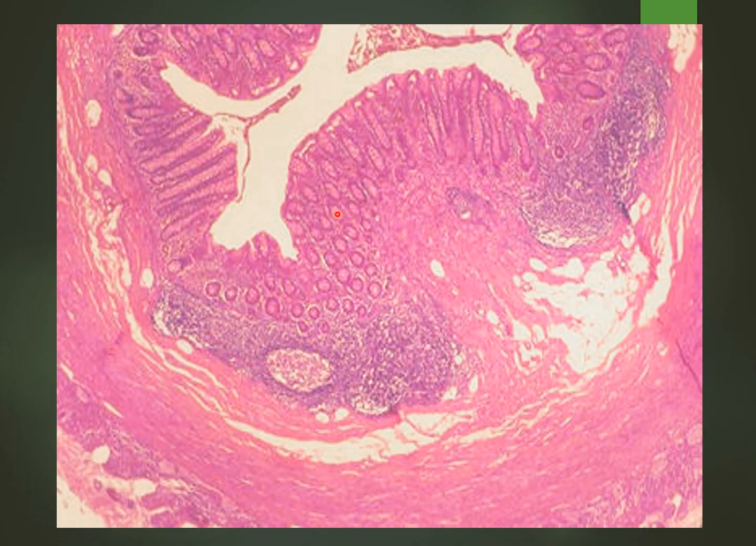So this is the picture where you can find the layers. From here to here is the mucosa of the appendix. Then this is the layer called submucosa. Then this is the muscularis externa layer, with the inner circular layer and the outer longitudinal layer of smooth muscles. Then the outermost layer is called the serosa.